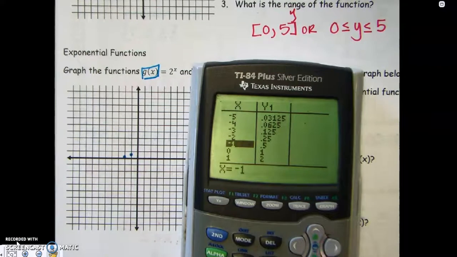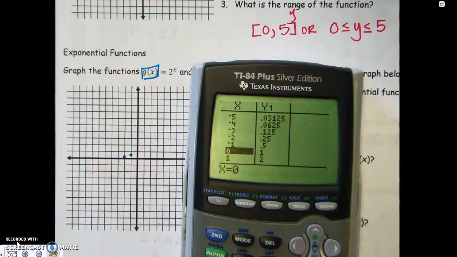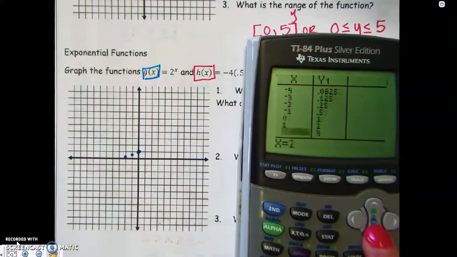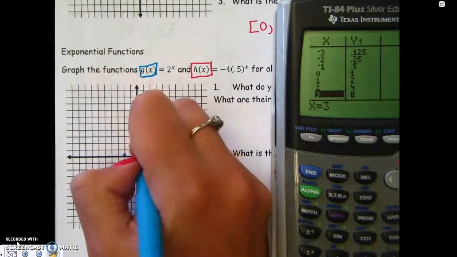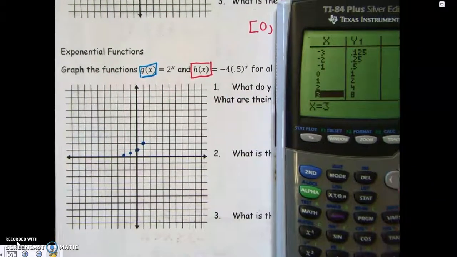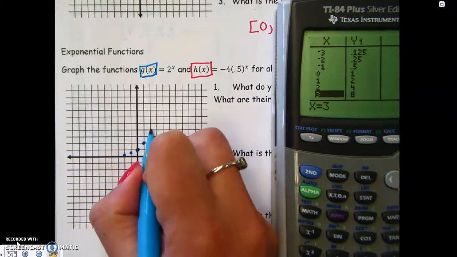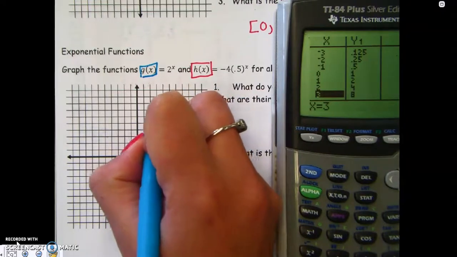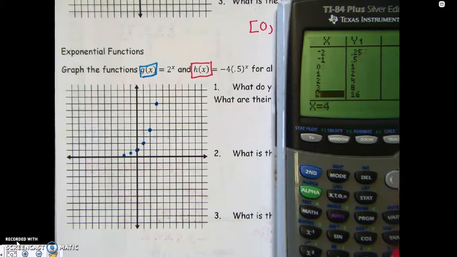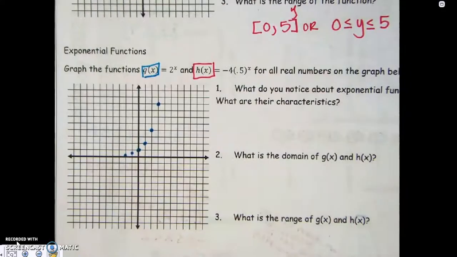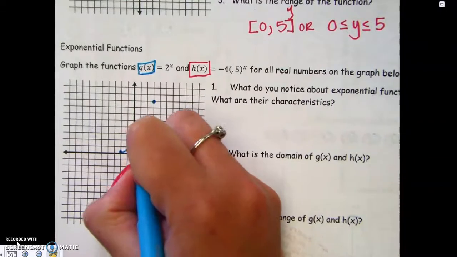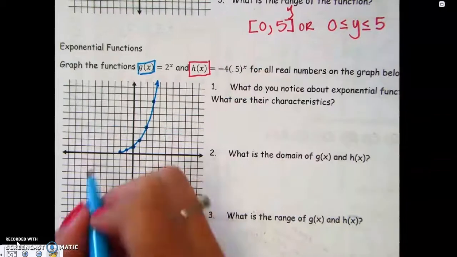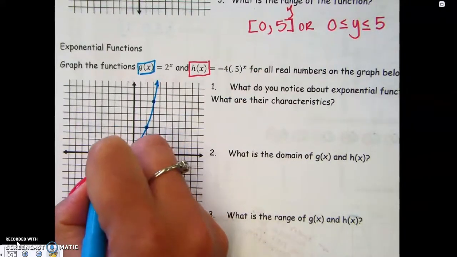Now I'm just going to continue to go up. So 0, 1 is my next point. That's an easy one to plot. Then I can do 1, 2. And then 2, 4. And then 3, 8. I think that's the last one I'm going to be able to plot on this grid. So I'm going to connect my dots in a curve the best I can. At the top, I'm going to draw an arrow to indicate it goes up forever. And on this side, I'm going to draw an arrow to indicate it goes this way forever.